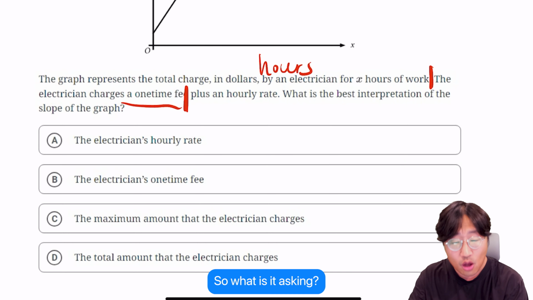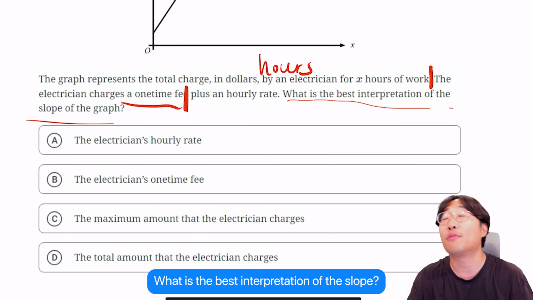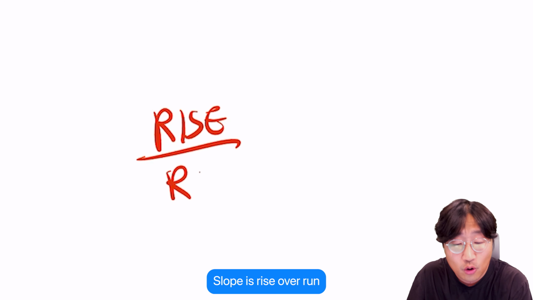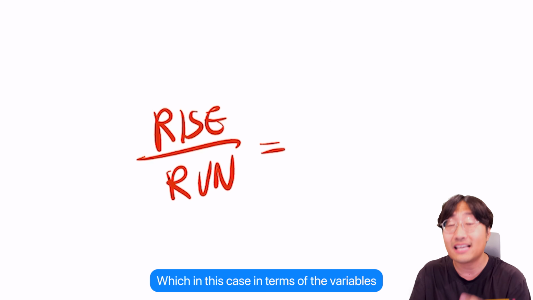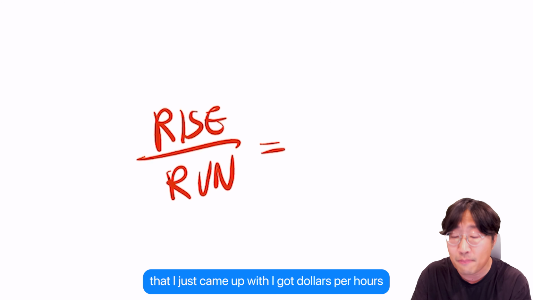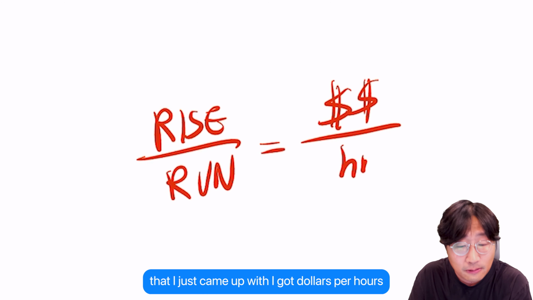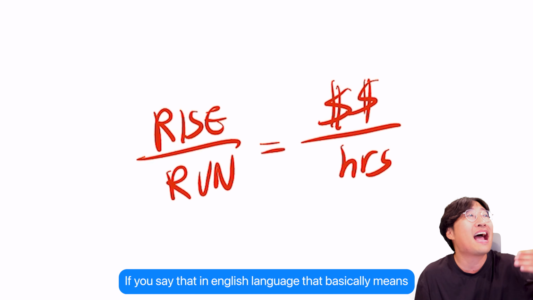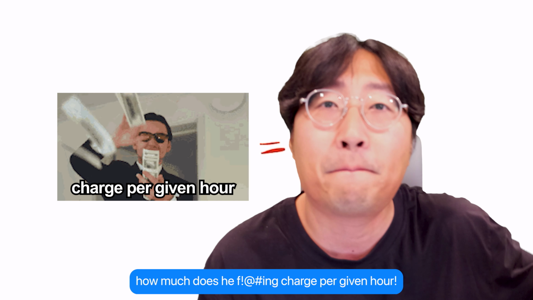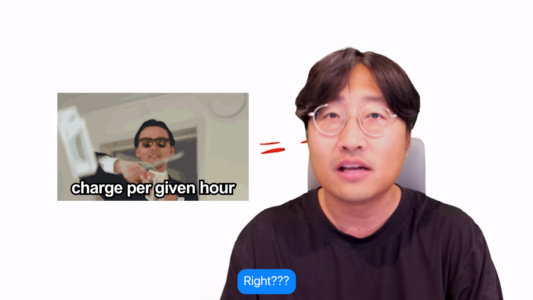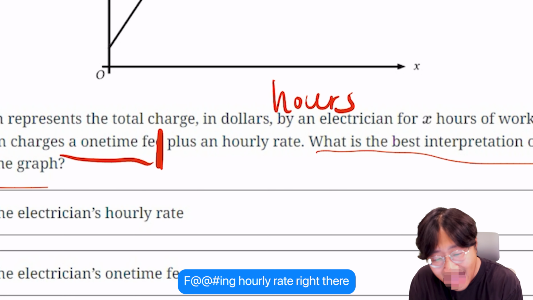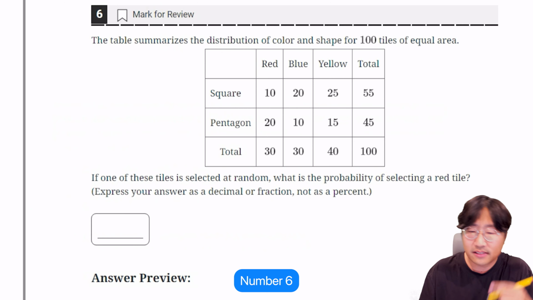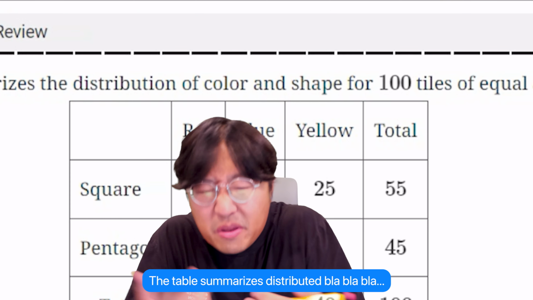So what is it asking? What is the best interpretation of the slope? What is a slope? Slope is rise over run, which in this case, in terms of the variables I just came up with, is dollars per hour. In plain English, that means how much does he charge per given hour. So what do we call that? Hourly rate. They already told you. It's answer choice A.